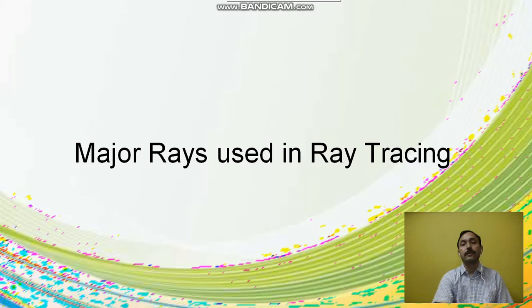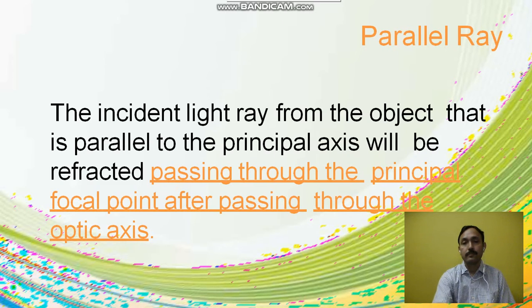Major rays used in ray tracing. Parallel ray: the incident light from the object that is parallel to the principal axis will be refracted, passing through the principal focal point after passing through the optic axis.